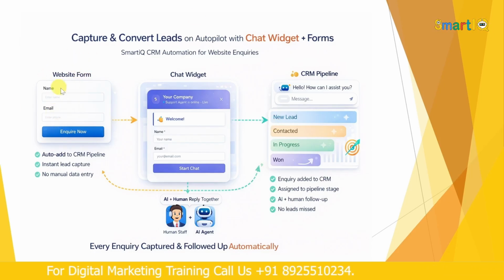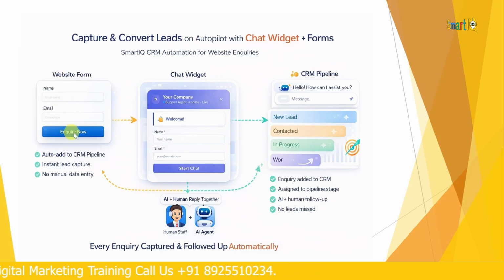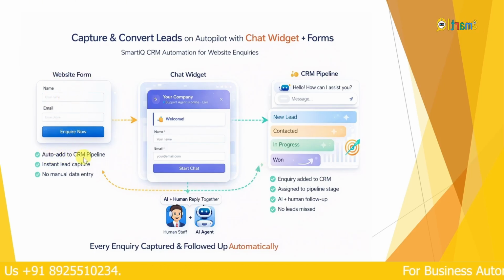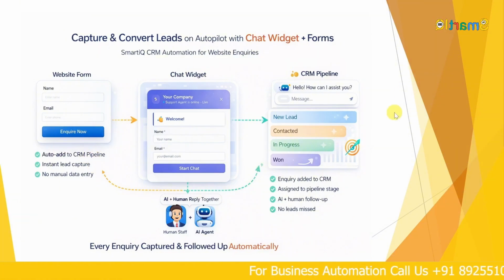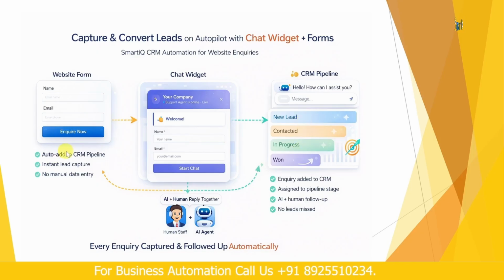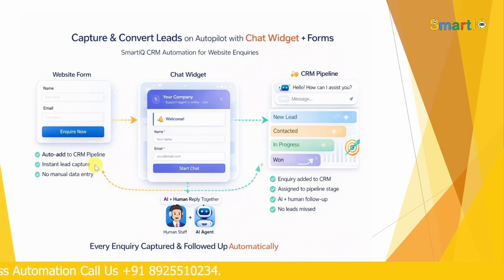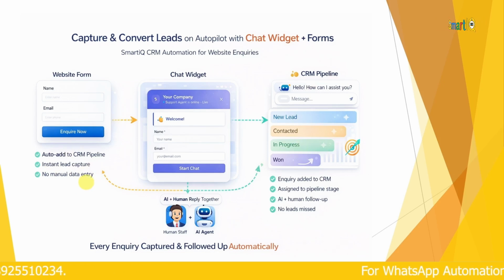First, there's a form on a website. That means the customer will fill it out by giving their details. What happens after they fill it? Automatically, they'll be added to the pipeline in the CRM. So, this is how new leads get automatically added to our CRM pipeline. The advantage here is that we instantly capture the lead. Next, we don't have to do any manual entry at all. Everything is going to happen automatically for us.